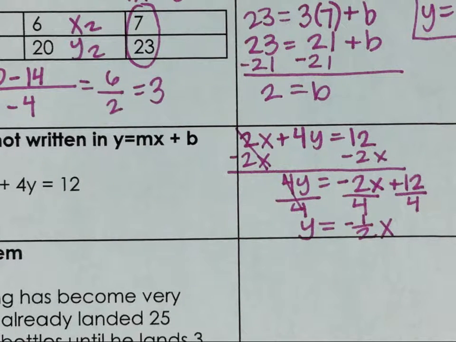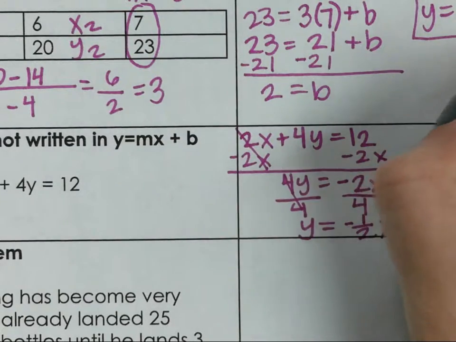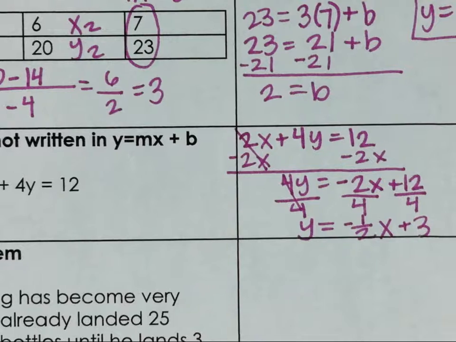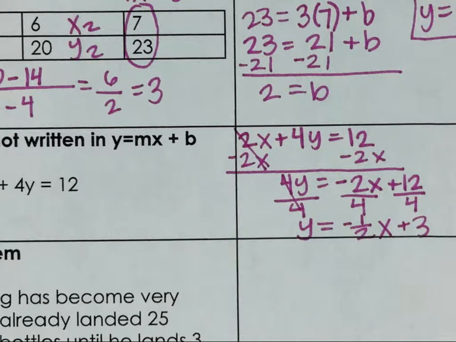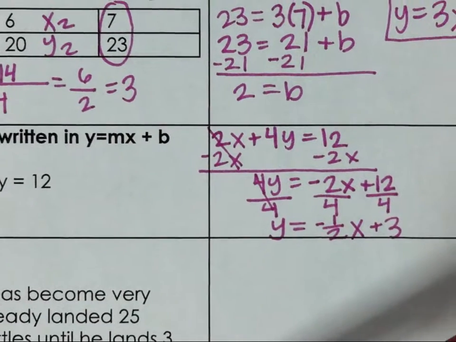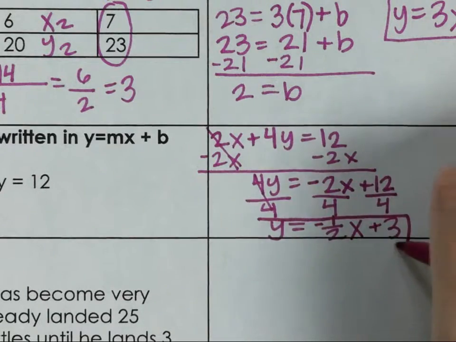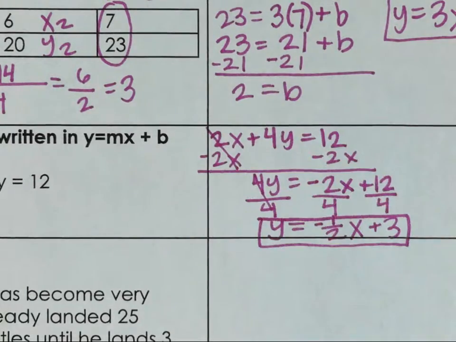And then what's 12 divided by 4? 3. Am I done? Is that slope-intercept form? Yeah. So that's my final equation. Y equals negative 1/2 x plus 3. Questions on that example? Good? All right, last one.